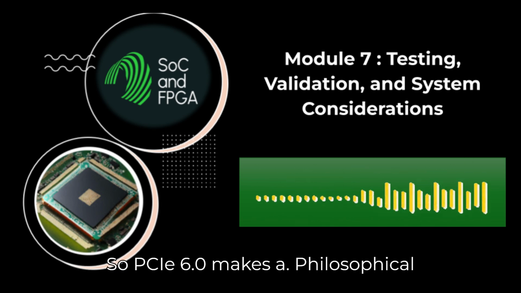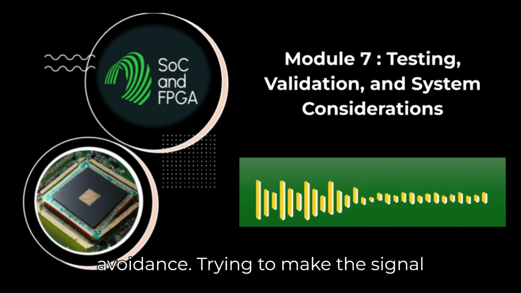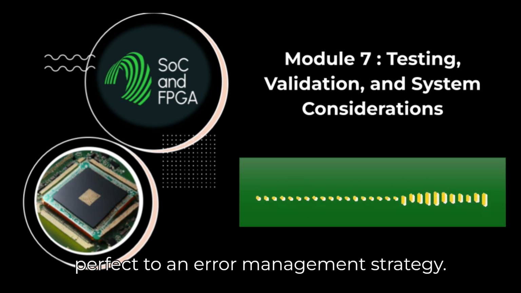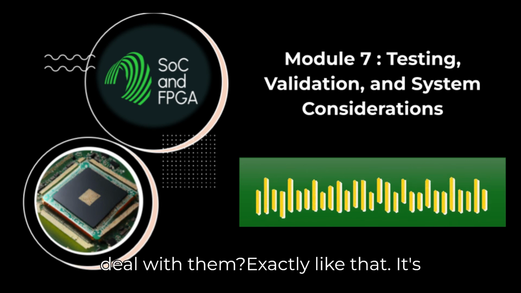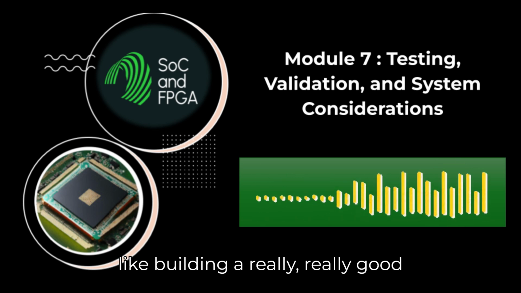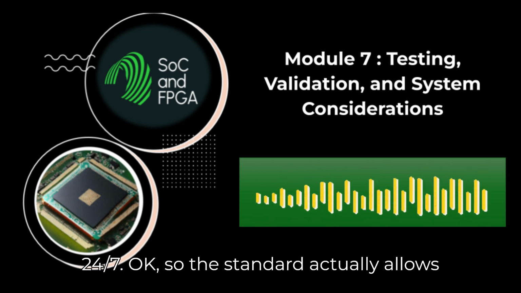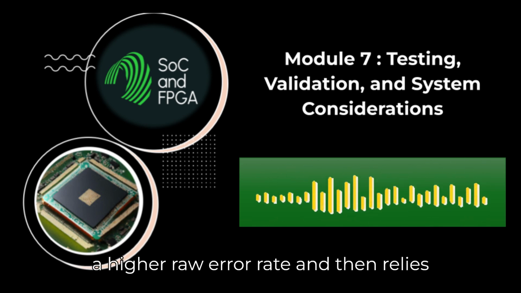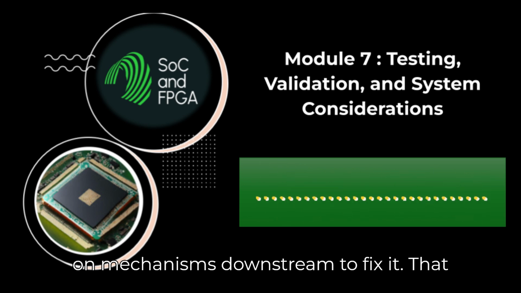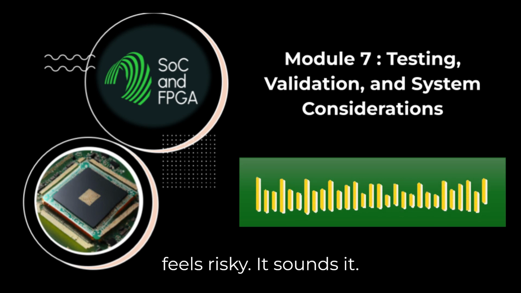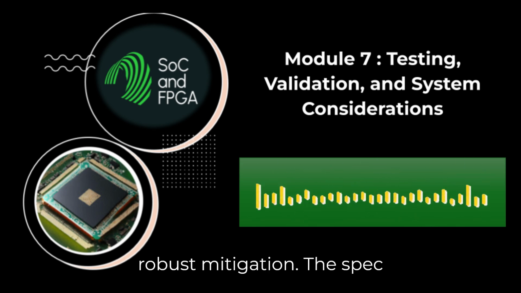So PCIe 6.0 makes a philosophical departure. From what to what? From error avoidance, trying to make the signal perfect, to an error management strategy. Error management, okay. Like accepting errors will happen, but having a plan to deal with them? Exactly like that. It's like building a really, really good cleanup crew instead of trying to keep the factory floor perfectly sterile 24/7. Okay, so the standard actually allows a higher raw error rate and then relies on mechanisms downstream to fix it. That feels risky. It sounds it, but it's a calculated risk with very robust mitigation.